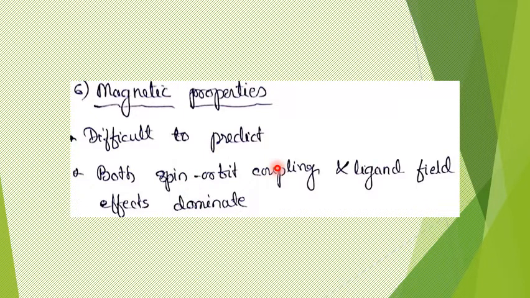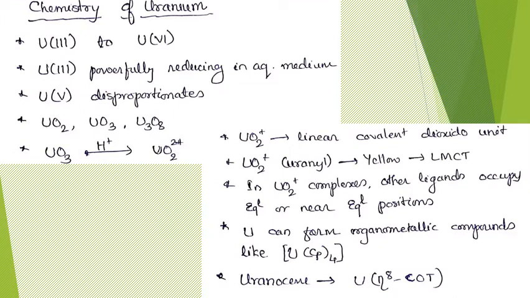When we go to the 3d series, there we consider only ligand field effects, with spin-orbit coupling being negligible. Based on this, it was possible to predict magnetic properties. But here both are of almost equal magnitude, both dominant, and which equation is to be used will always be under discussion, and it is difficult to predict their magnetic properties. Okay, so that is just a very brief introduction to actinoids.